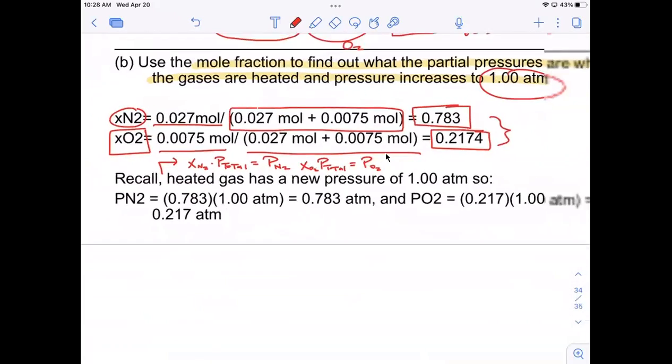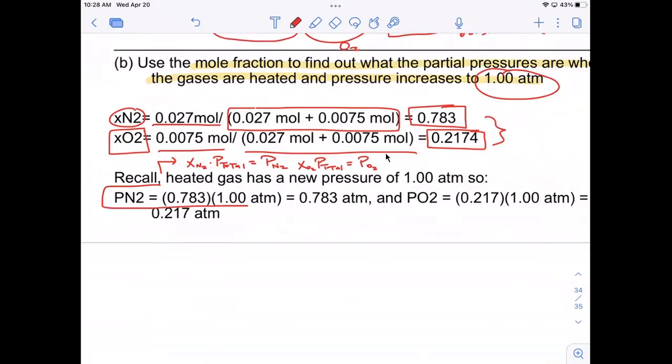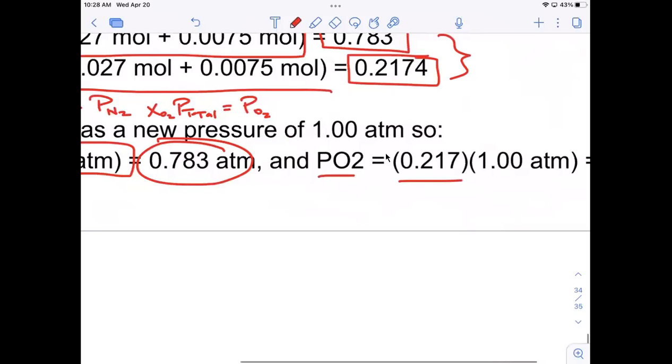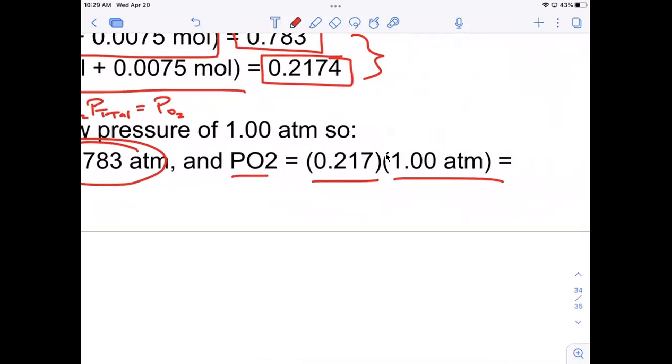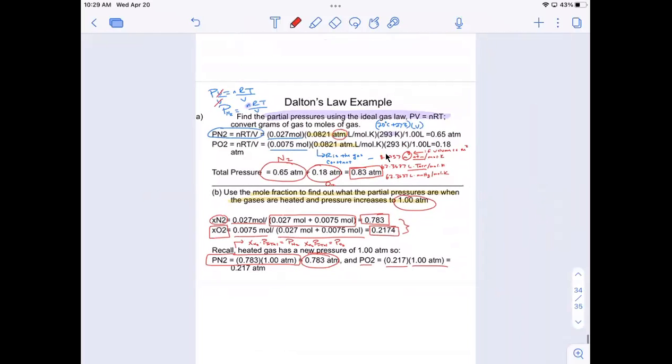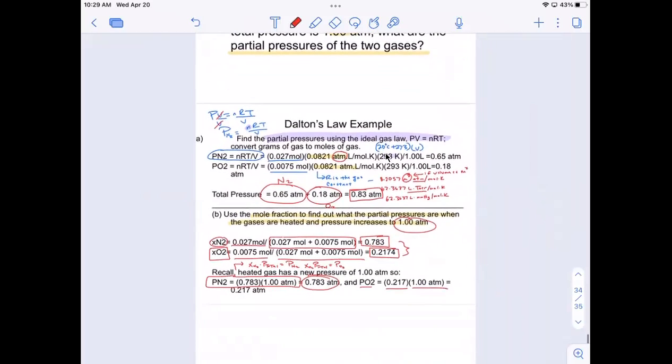All right, so that's what we did here. We took the mole fraction of N2 times 1 atmosphere. Obviously, that's not going to change the number, and that gave us 0.783 atmospheres. And then the partial pressure of O2 is the mole fraction of O2 times the total pressure of 1 atmosphere. So that's one application, right? We could find the total pressure of the sample by finding the partial pressure of each gas at a certain temperature.